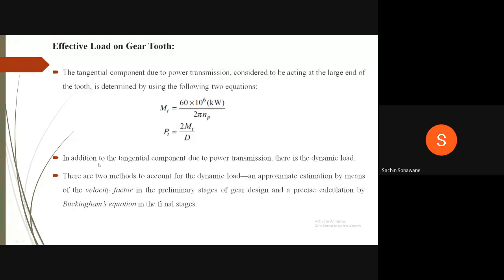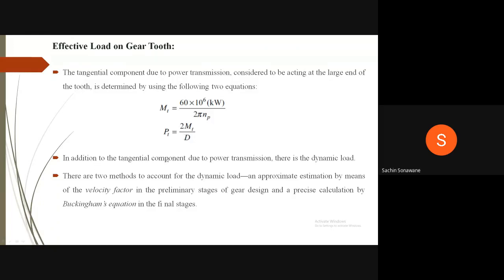Now, effective load. Effective load on gear tooth. The tangential component due to power transmission is considered to be acting at the large end of the tooth and is determined by using the following two equations. We can determine torque transmitted by using the equation Mt = 16 x 10^6 x kilowatt / (2 pi n P), and Pt = 2 Mt / capital D.